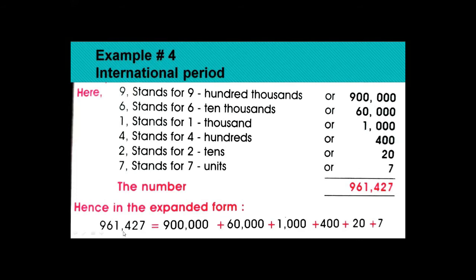Now here you see this is the international place value chart. How do you identify this? By this 900,000 and this comma here. The group of 3 shown here shows that this is the international placing system. So when you write the expanded form of the first digit, the 6 digits, starting from the right side, this is the 6th digit.